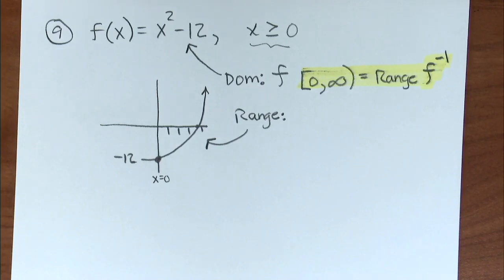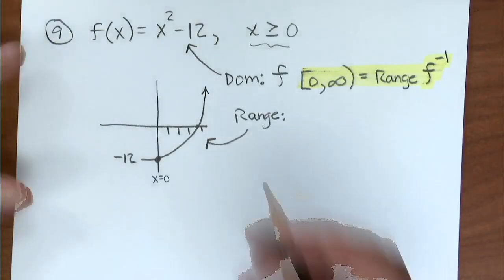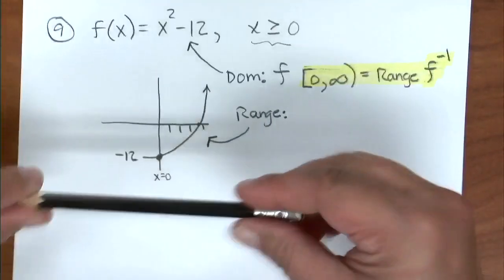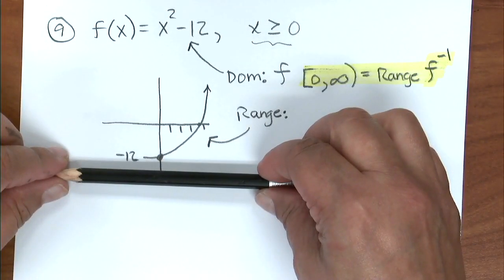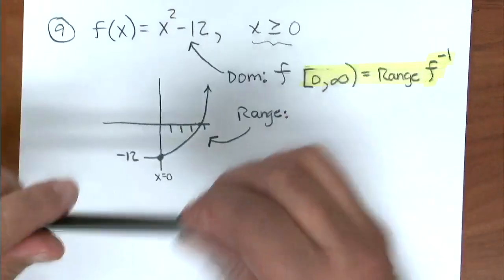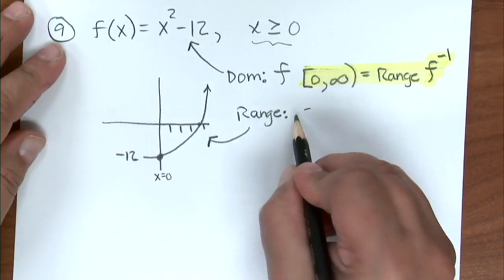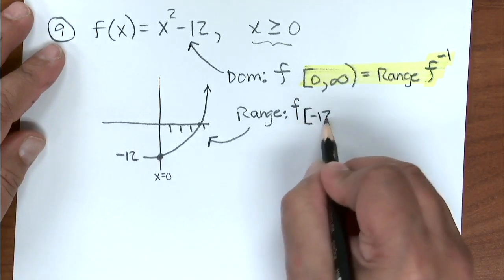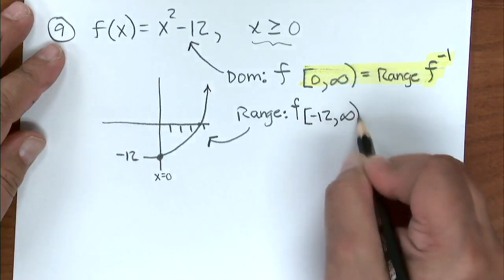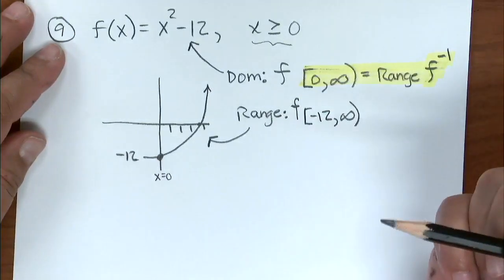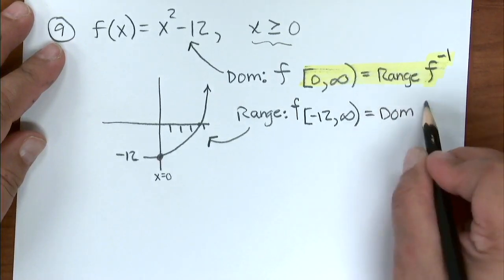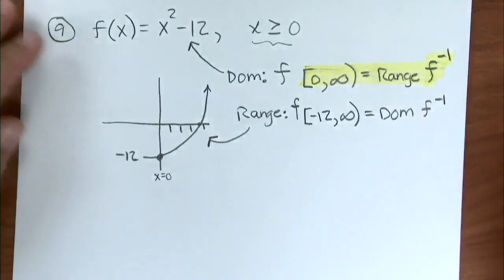Now, while we're on this ticket, let's keep going. Why don't we look at the range of the original? It's best to look at the picture for the range. So the range, what is the lowest y value on this thing? And the highest? Okay, so we just found the range of the original. Goes from negative 12 all the way up to infinity. And in finding the range of the original, we have also found the domain of the inverse.